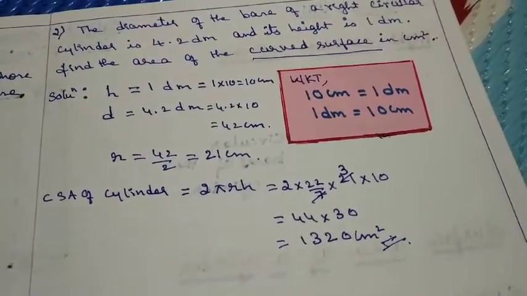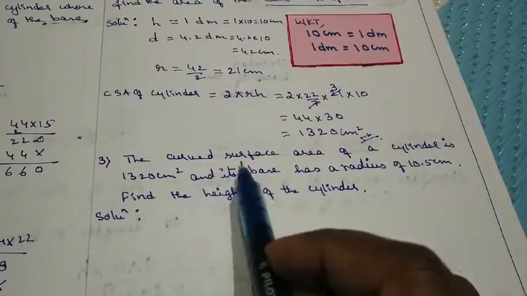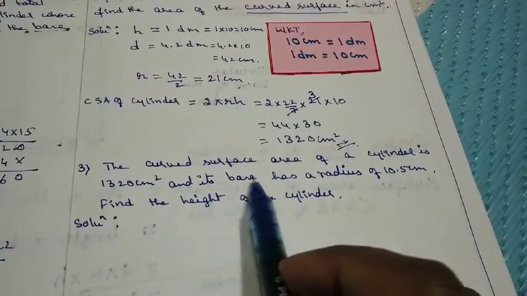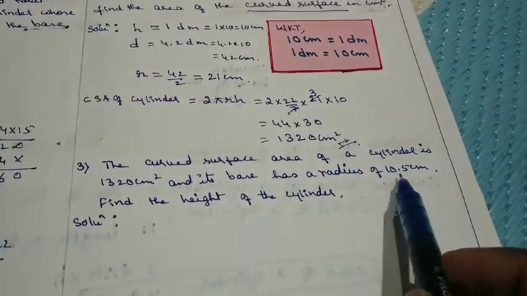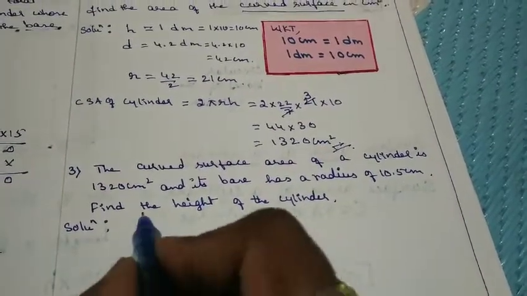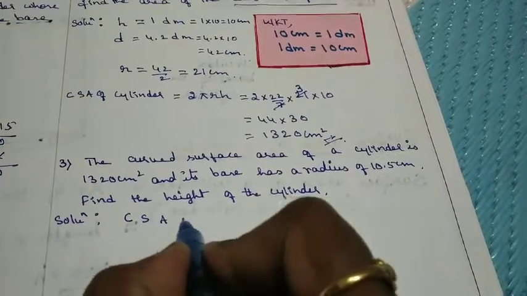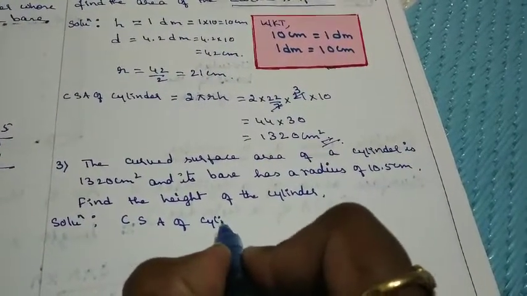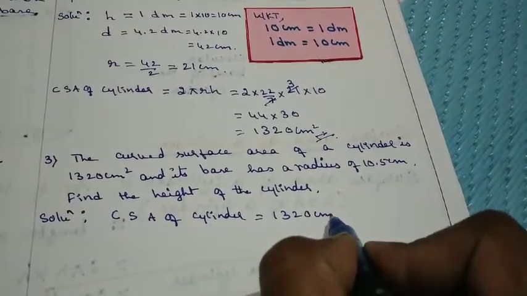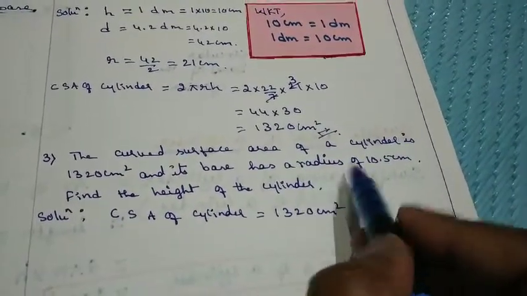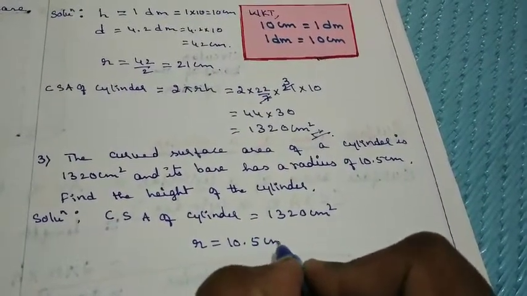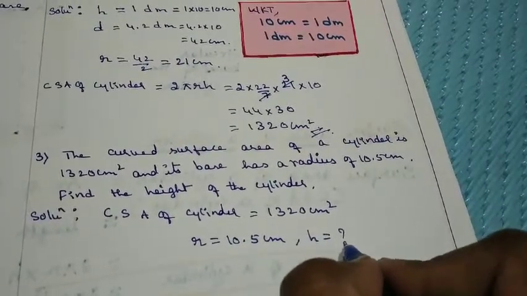Now we'll move to the third question. The curved surface area of a cylinder is 1320 centimeter square and its base has a radius 10.5 centimeter. Find the height of the cylinder. So here CSA of cylinder is given. CSA of cylinder is 1320 centimeter square and the base radius is given, that is r, which equals 10.5 centimeter and asking us to find the height of cylinder.